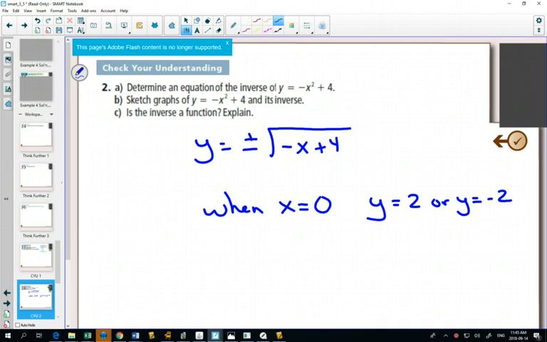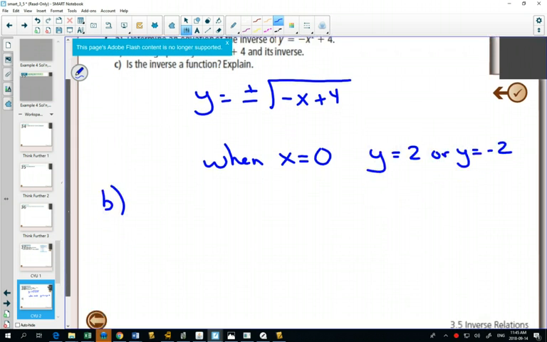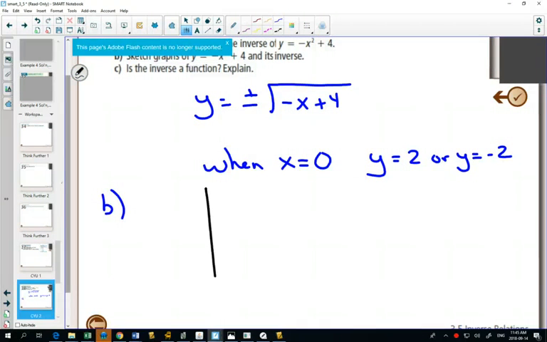If we wanted to see the graph and its inverse, part B, sketch the graph of y equals negative x squared plus 4. What kind of graph is that? No, this first one. Negative x squared plus 4. So in B, I am going to sketch, it's a parabola. What happens to that parabola? The negative would flip it down, and then the plus 4 would shift it 4 up.